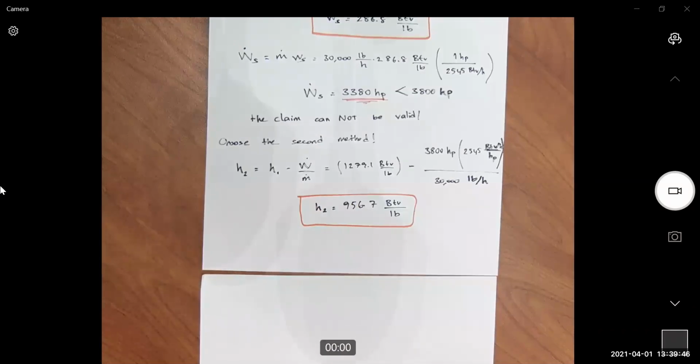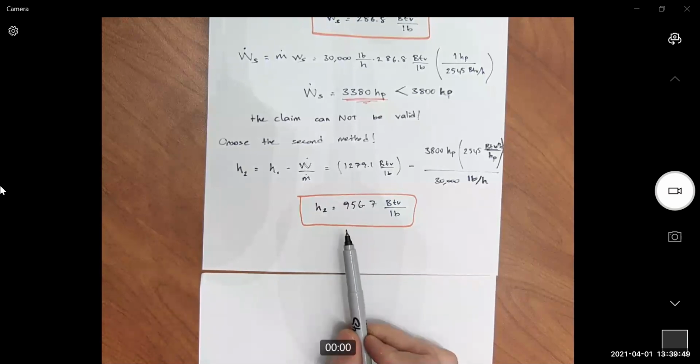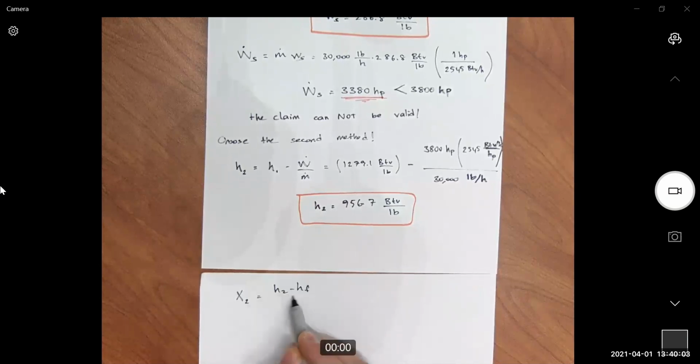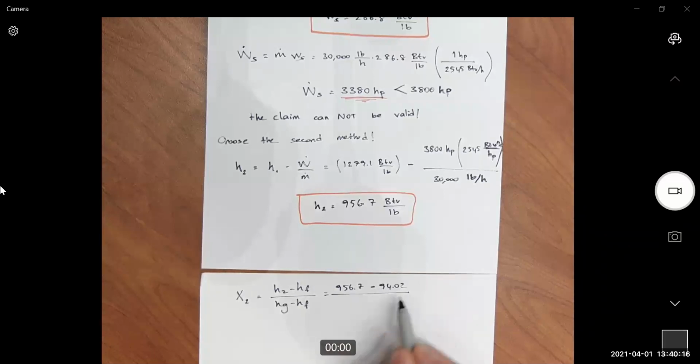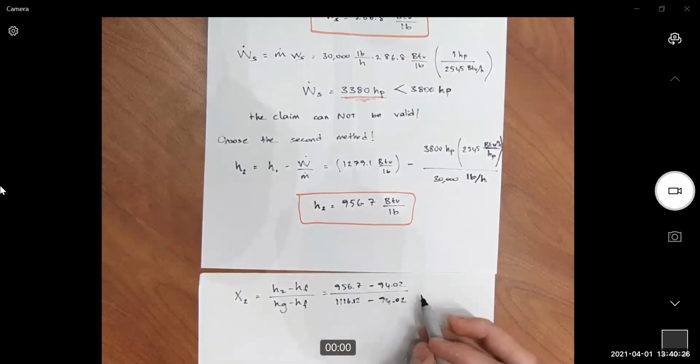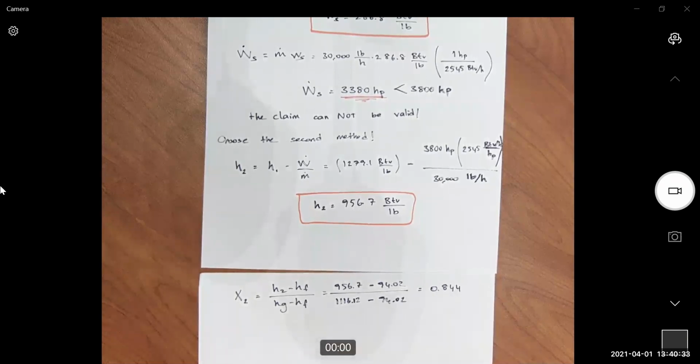Okay. So this enthalpy at the exit pressure of 2 psi, if we check, lies in the wet vapor region again, which means I have a quality factor: H minus HF divided by HG minus HF. 956.7 minus 94.02 over 1,116.2 minus 94.02 equals 0.844, 84.4%.